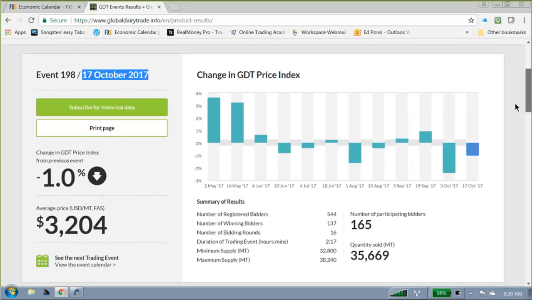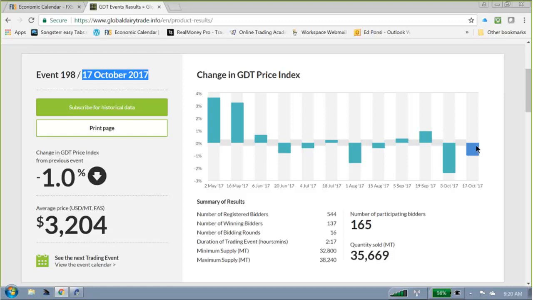I mean, if there was to be a huge jump in dairy prices, that would cause New Zealand dollar to jump, perhaps even gap intraday. We've seen that before. We've seen New Zealand dollar gap intraday based on the results of this auction. So let's see if anything happens.